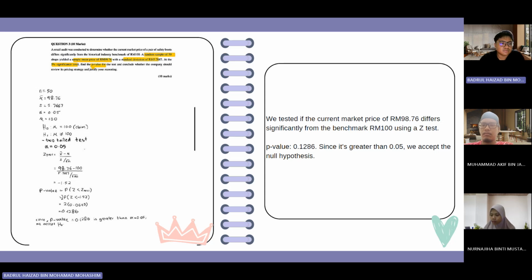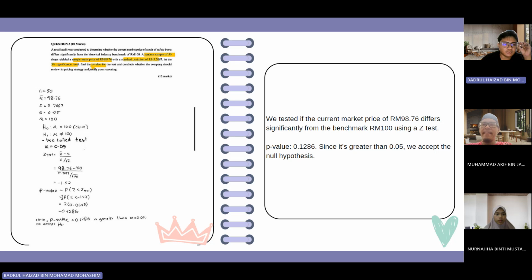So, from the question, we get N is 50. Mean is 98.76. S is 5.7667 and alpha is 0.05. So mu is 100. So the claim is mu equal to 100.